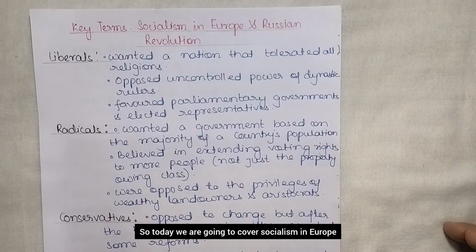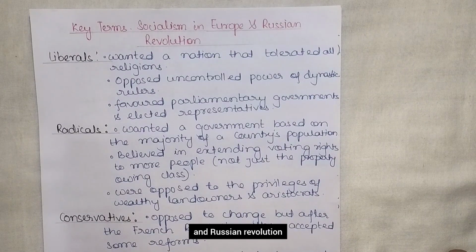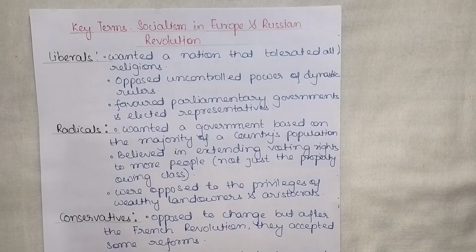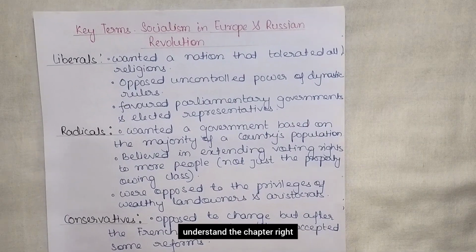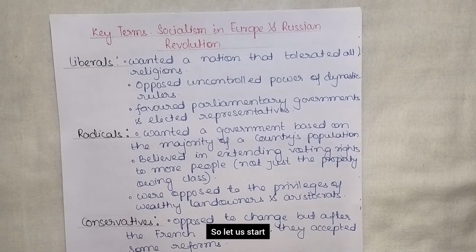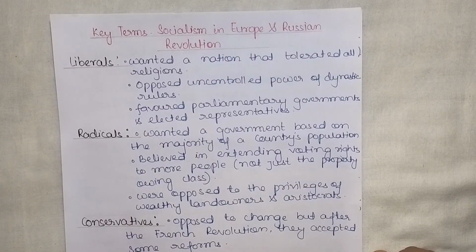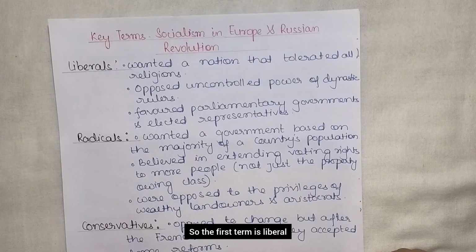So today we are going to cover Socialism in Europe and Russian Revolution, that is chapter 2, class 9. Before covering the chapter, let us go through its key terms. These key terms will help you to properly understand the chapter, right? So let us start. The first term is liberal.